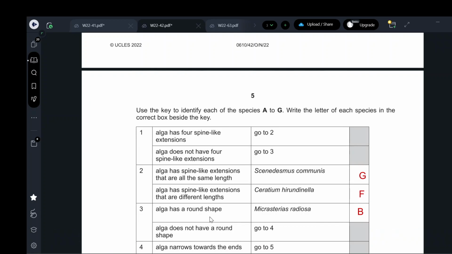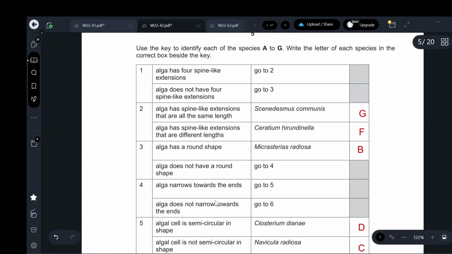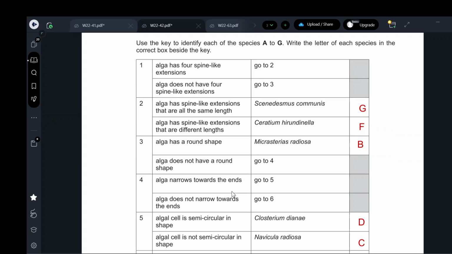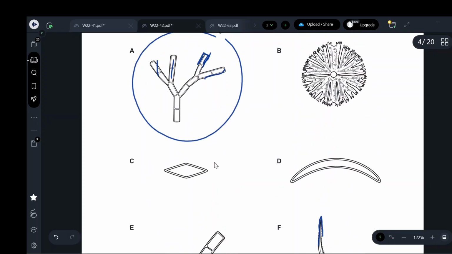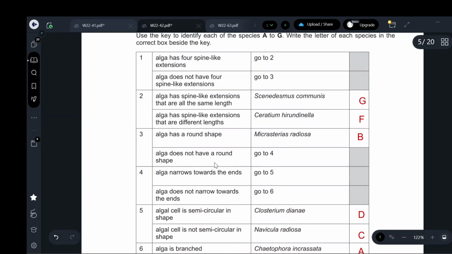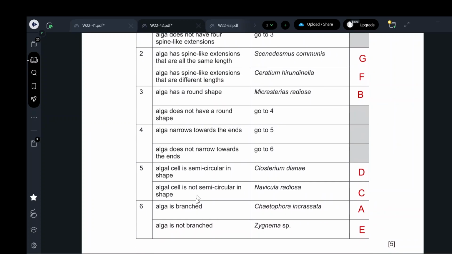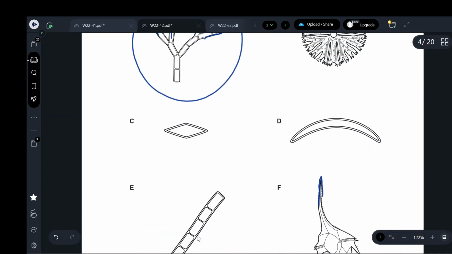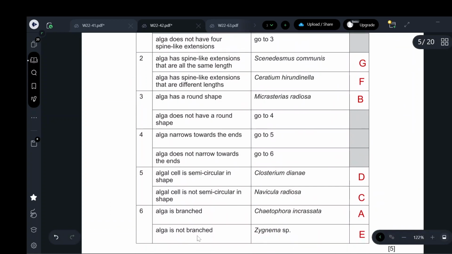Does it have a round shape? No, it's not round. Okay, not round. Go to number 4. Narrow towards the end? Not narrow towards the end. It is not narrow. It is blunt. Not narrow. Go to number 6. Is it branched or not branched? Yes, it is branched. There are multiple branches. So I will write A here.